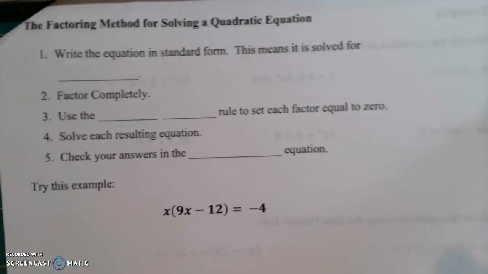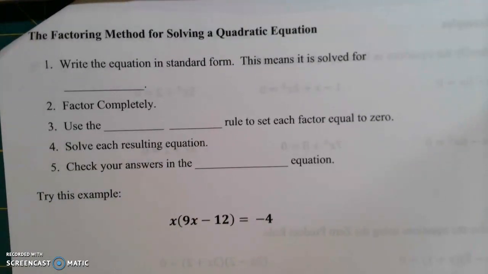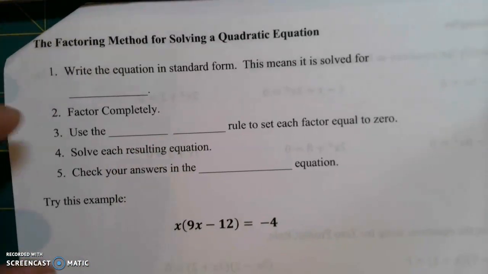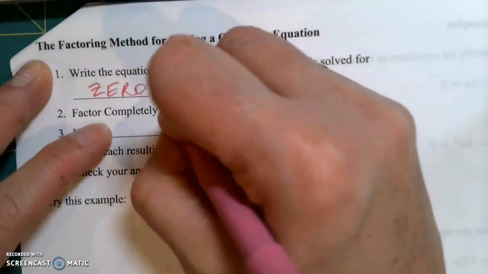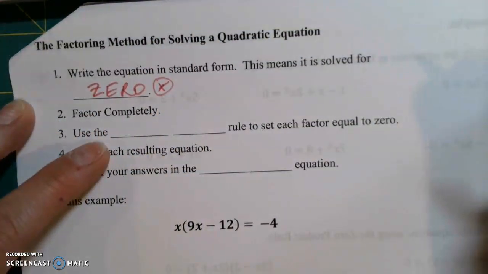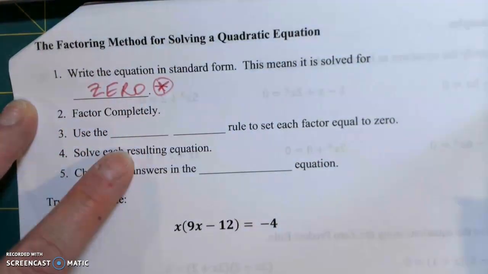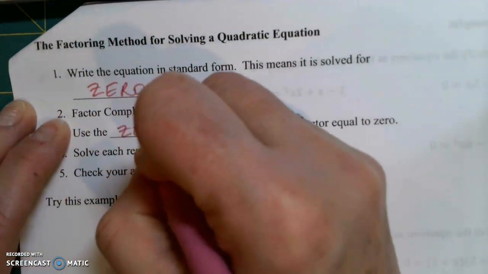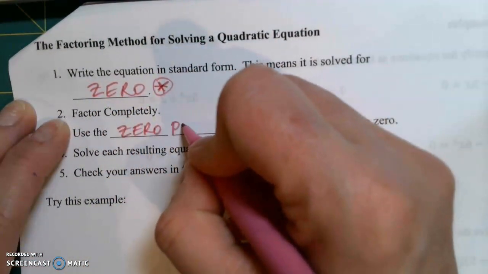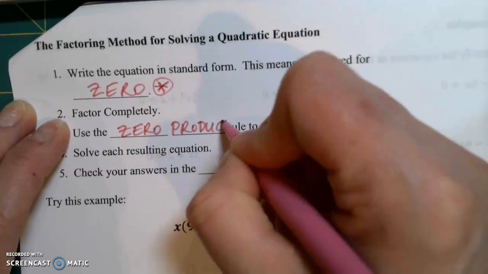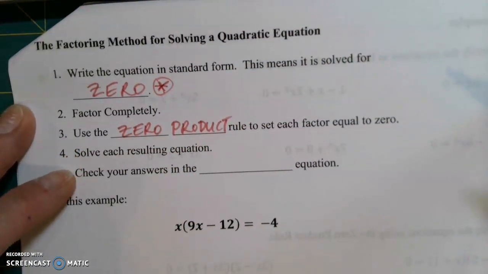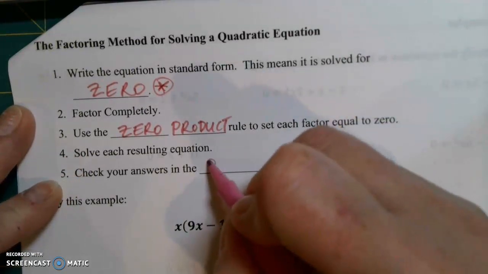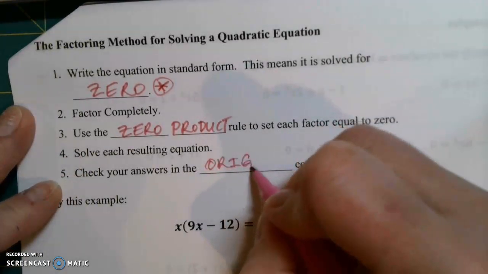So a little checklist for using this solving method for quadratic equations. Write your equation in standard form, and that means it is solved for 0. Okay, must be solved for 0. Factor completely. Use the zero product rule to set each factor equal to 0. Solve each resulting equation, and then check your answers in the original equation.